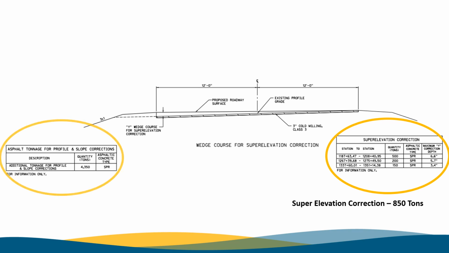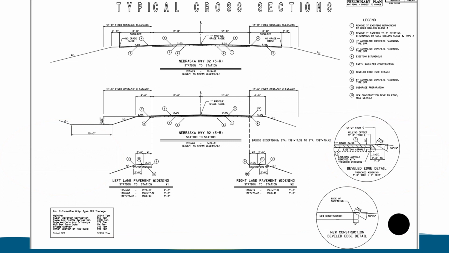On the table to the left, it shows what we are looking for. The slope and profile correction of 4,350 tons. This 4,350 tons is the tonnage that must be utilized in the lowest lift of paving and reflected in our tonnage rate calculations.